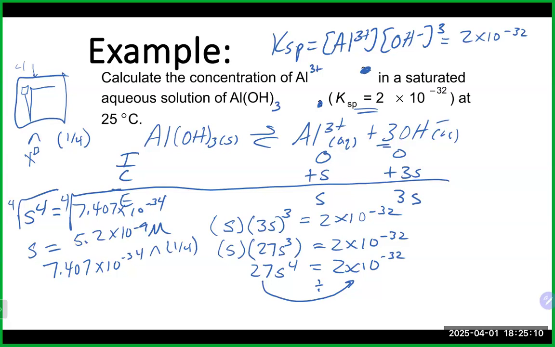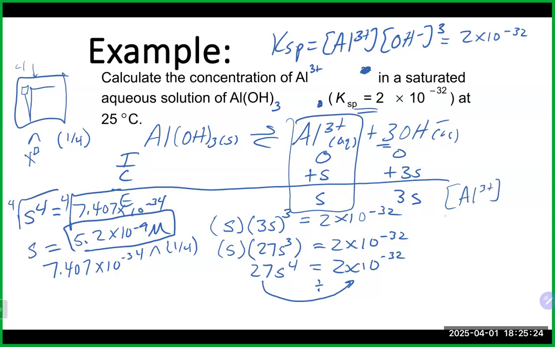Any questions on that one there? By the way, to answer the question, which is here, there it is. That number would be obviously the concentration here of our aluminum would be equal to S, which would be 5.2 times 10 to the minus 9 molar.